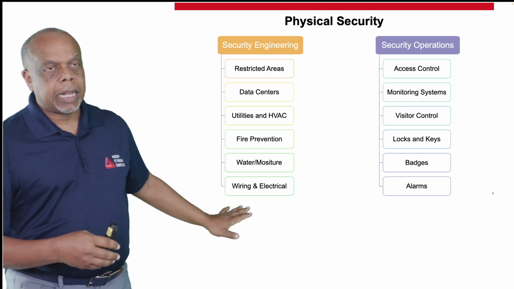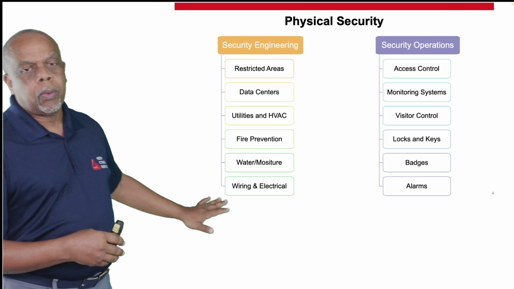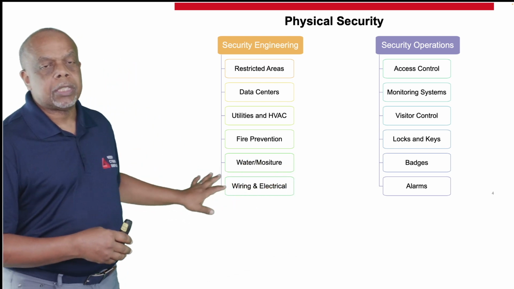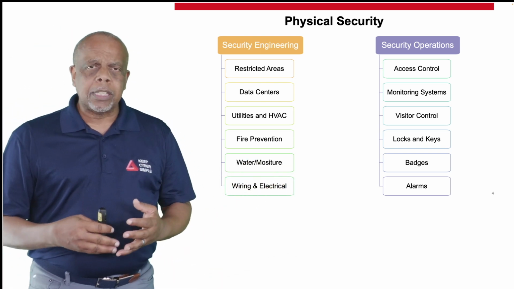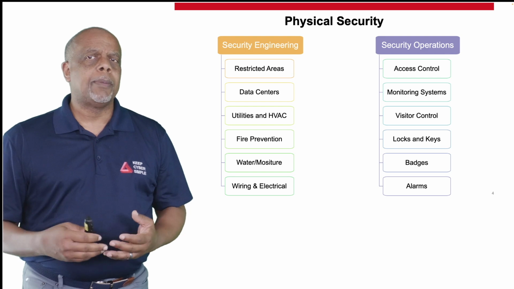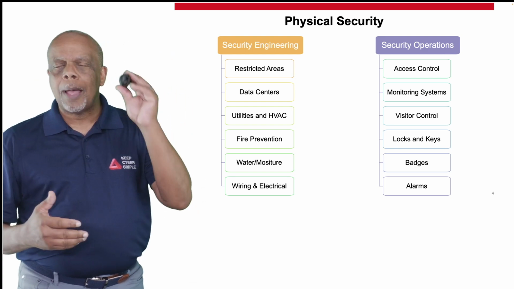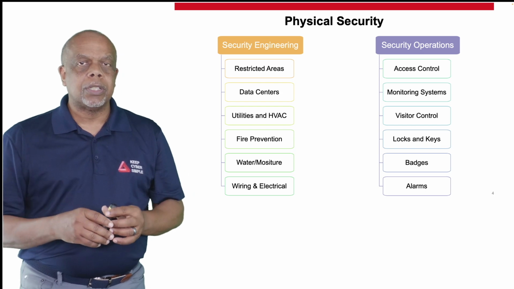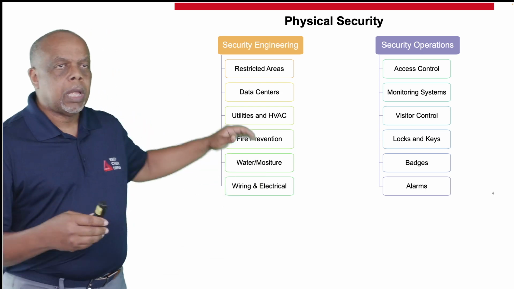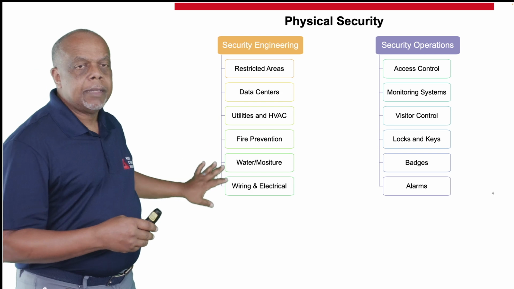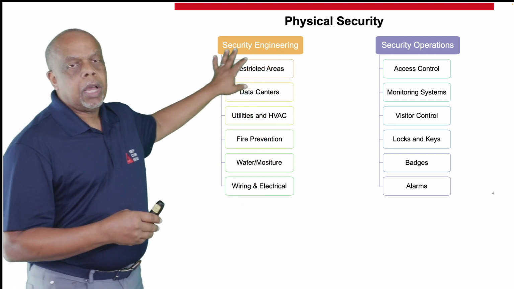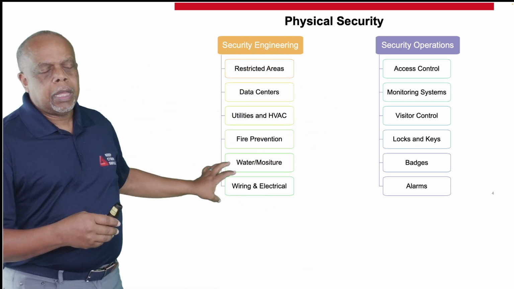Your wiring, very similar to your utilities. Be aware of your wiring closets, not just electrical wiring, but also your network cables. If you've got Cat 5 or Cat 6 Ethernet cable running, fiber optic cable, wireless connections, all of those things are very important with respect to how you design, build, and control the infrastructure of your environment. That's the engineering part.